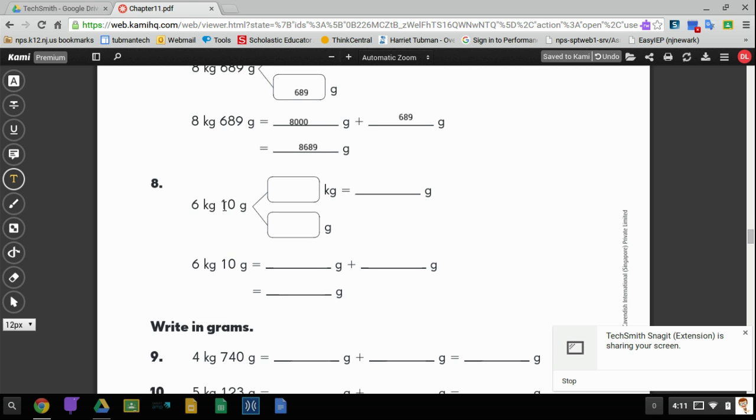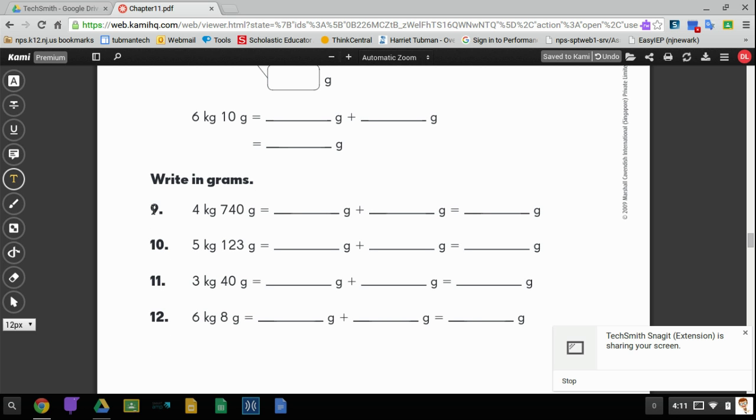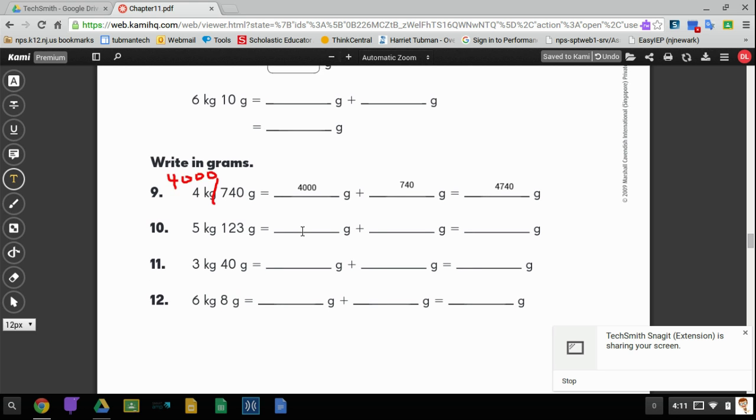Okay? So I'm going to skip number 8. You guys can do number 8 on your own. And I'm going to do number 9 now. So that's 4 kilograms, 740 grams. And again, we're going to split them up. We know that 4 kilograms equals 4,000 grams. So let's write that in. 4,000 grams plus the 740 grams, and that equals 4,740 grams.